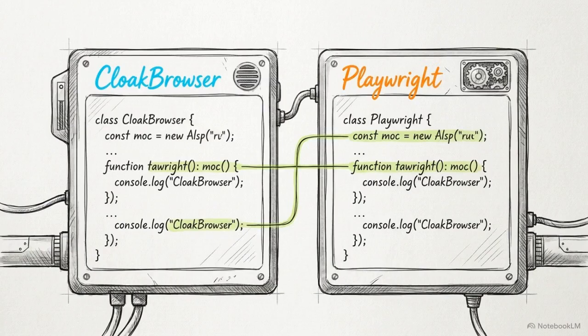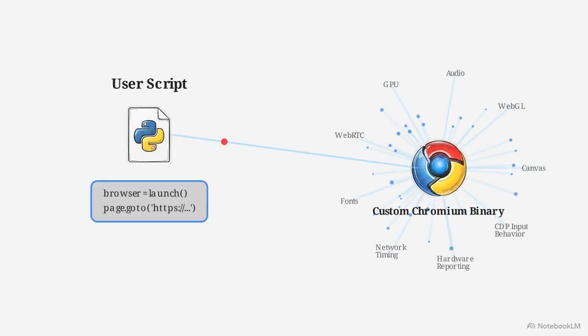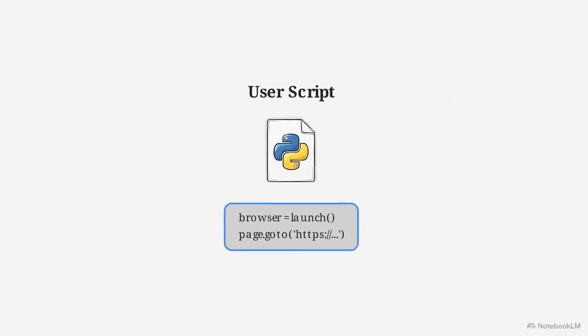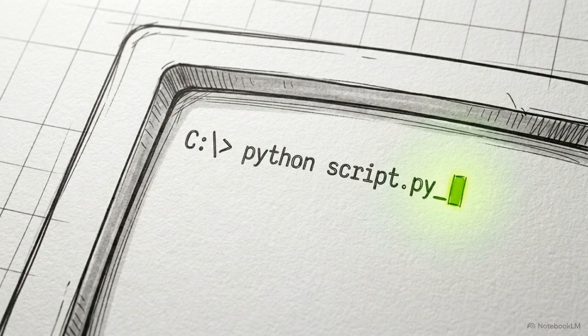This code is virtually identical to standard Playwright syntax. The complexity of source-level fingerprint patching is entirely abstracted away from the code you actually have to write and maintain. Now, let's execute the script you just wrote by running it in your terminal.